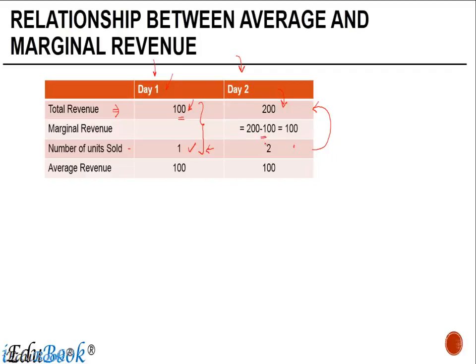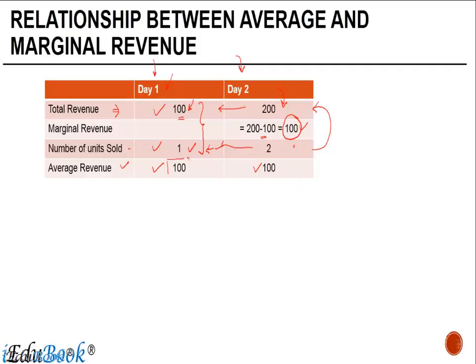Now what is the marginal revenue in this case? The marginal revenue is the increase in the total revenue from sale of one additional unit of commodity. So 200 minus 100 gives you 100, 2 minus 1 gives you 1. So 100 is the marginal revenue, right? How do you calculate average revenue? Average revenue is nothing but the total revenue divided by the number of units. So 100 divided by 1 gives me 100, 200 divided by 2 gives me 100, right?